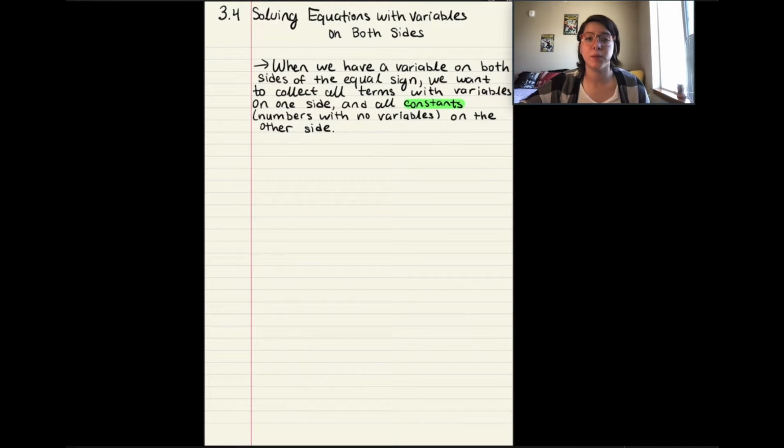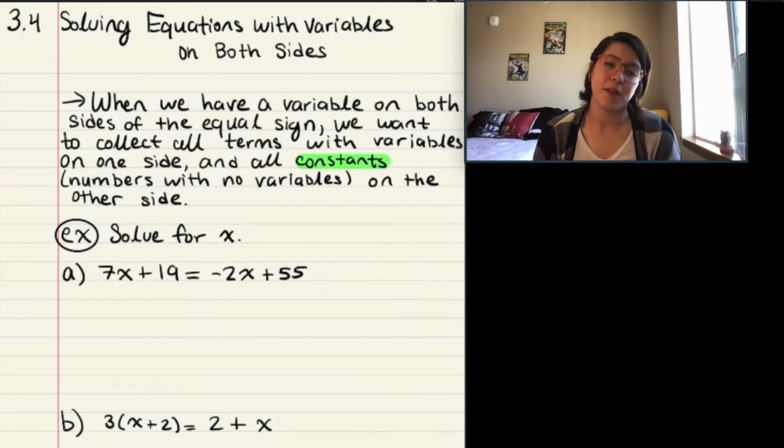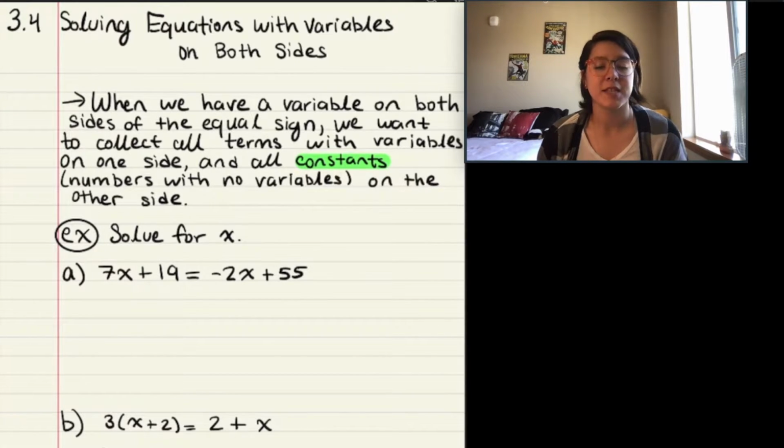So when we have a variable on both sides of the equal sign, we want to collect all the terms of variables on one side and all our constants, which means the numbers with no variables, on the other. So let's look at some examples. So we want to solve for x. Example A, we have 7x plus 19 is equal to negative 2x plus 55.